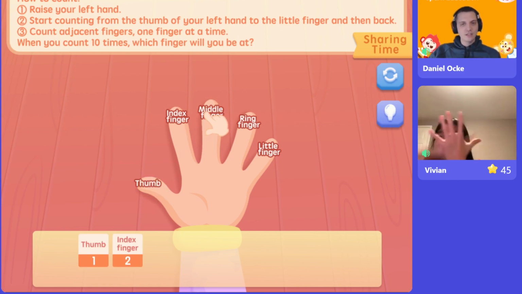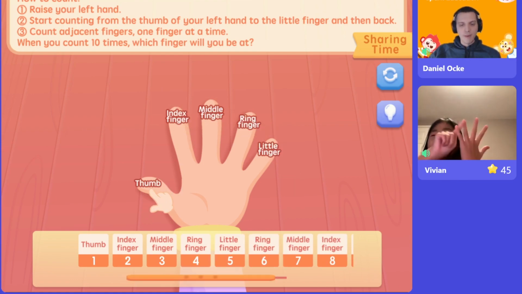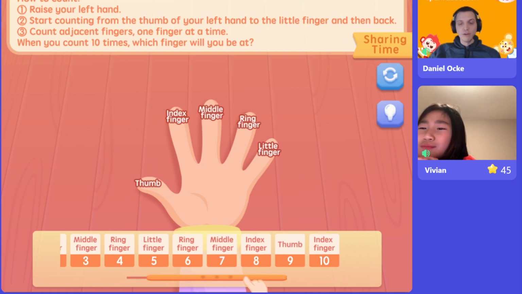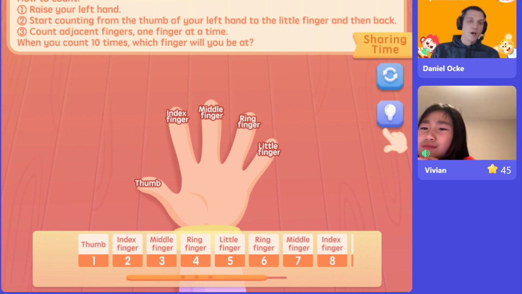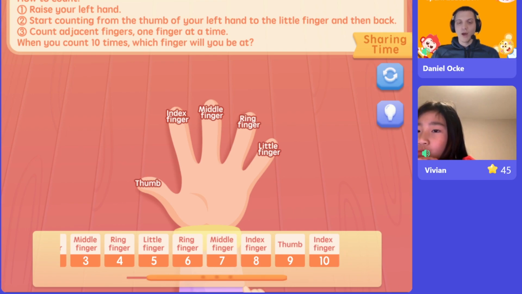So thumb, index finger, middle finger, ring finger, little finger, ring finger, middle finger, index finger, then back to our thumb. Then we're going to go back, index finger, middle finger, ring finger, little finger, and so on, back and forth. So now we've created this pattern. If we want to count our adjacent fingers one at a time, when you count 10 times, what finger are we going to be at? Well, if you look at the pattern we created, 1, 2, 3, 4, 5, 6, 7, 8, 9, 10, it looks like we are going to end up on our index finger.